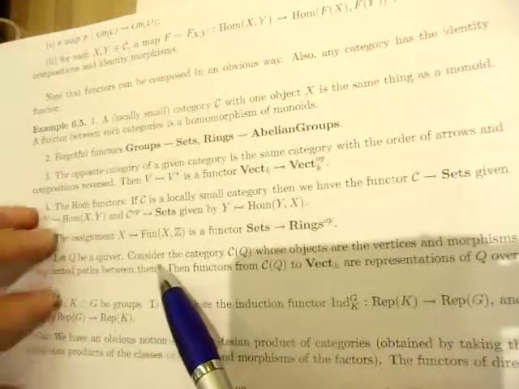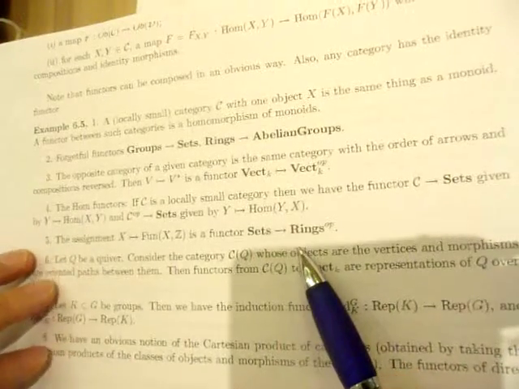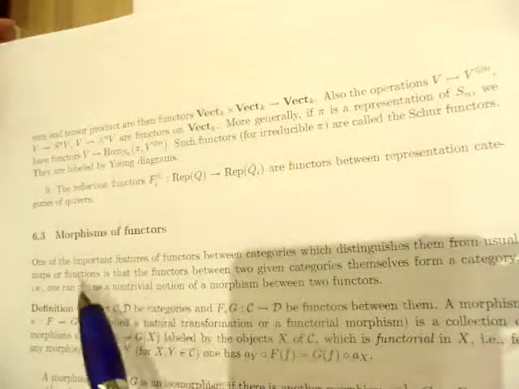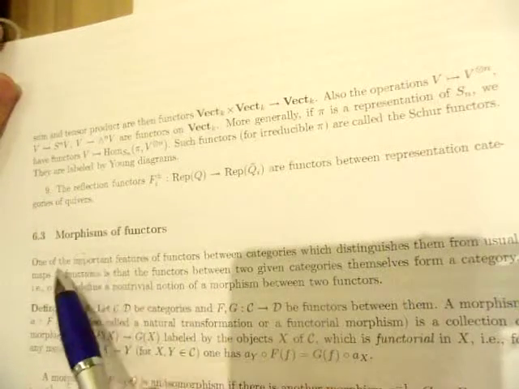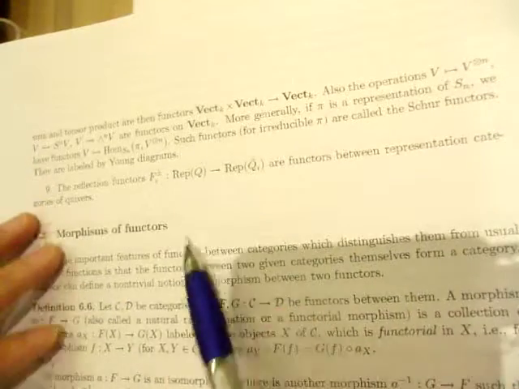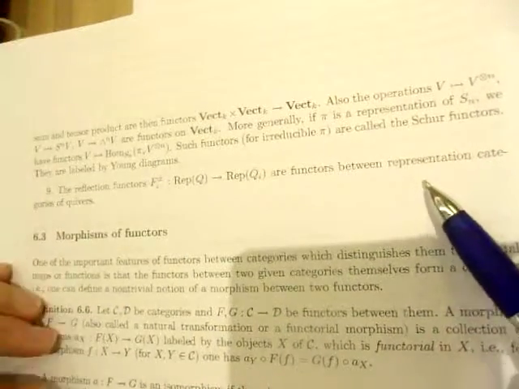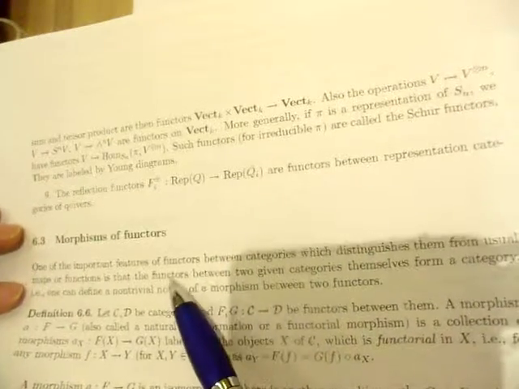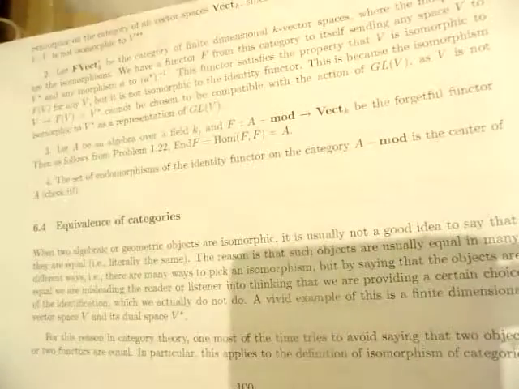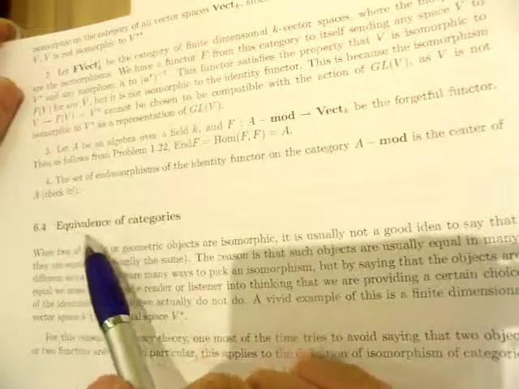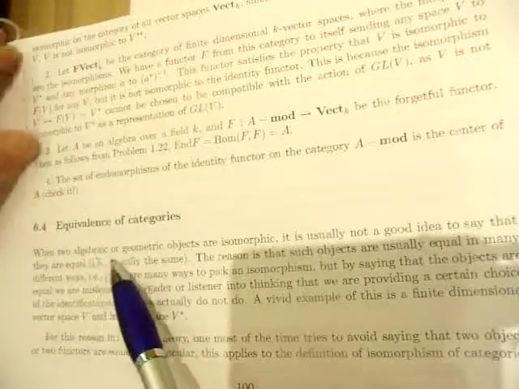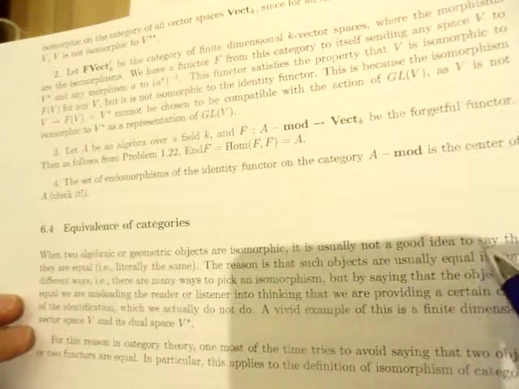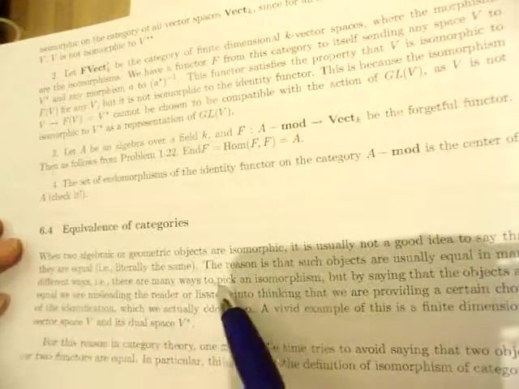Let's consider the category whose objects are oriented graphs. Morphisms of functors. One of the important features of a functor between categories, which distinguishes it from a usual map, is the functor between the categories. Equivalence of categories. When algebraic geometric objects are isomorphic, it is not a good idea to use equivalence.